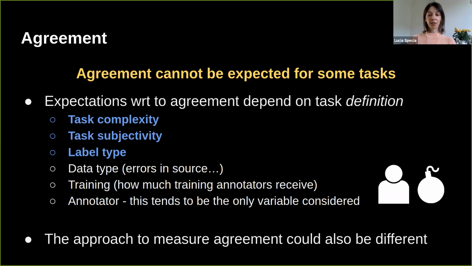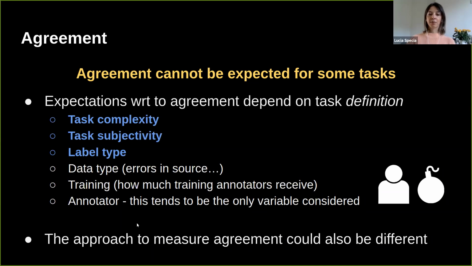But this tends to be the only variable that is really considered and tends to be what we blame. Annotators tend to be what we blame when things go wrong. So in the previous slide, when I say something went wrong, in a lot of cases, especially with crowdsourcing, we say that the blame is on the annotators because they didn't do a good job, either because they cheated or because they didn't understand the guidelines, which are not always perfect.